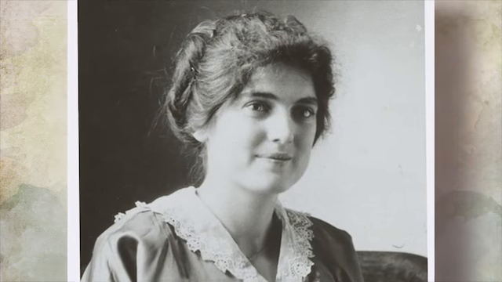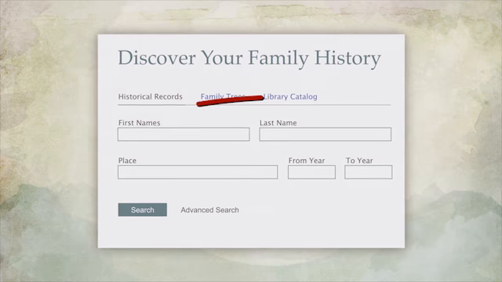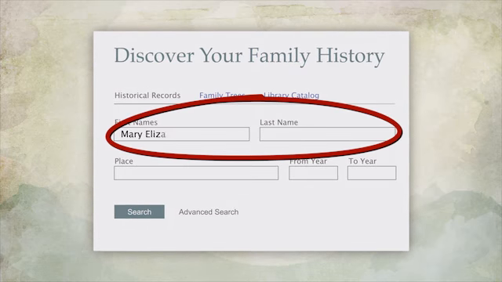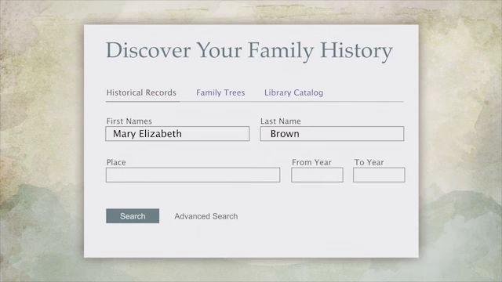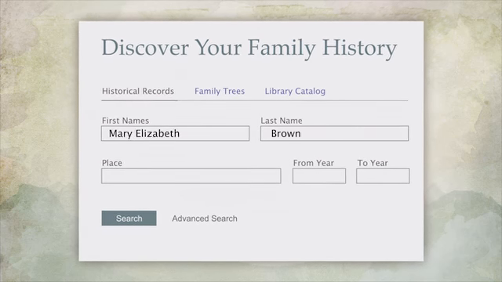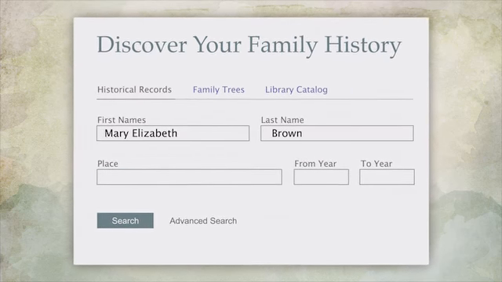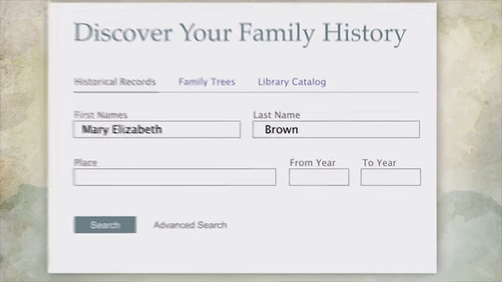Suppose you're trying to find records about your great-aunt. Start by entering a complete name. For a woman, try using her married name. This is the name that will appear on records after she was married, such as census or death records.